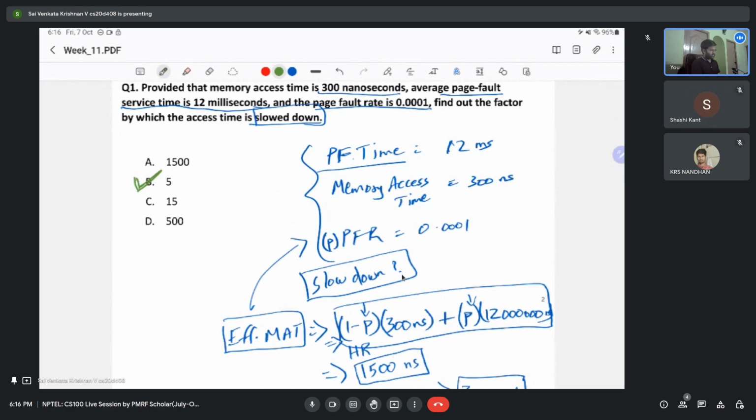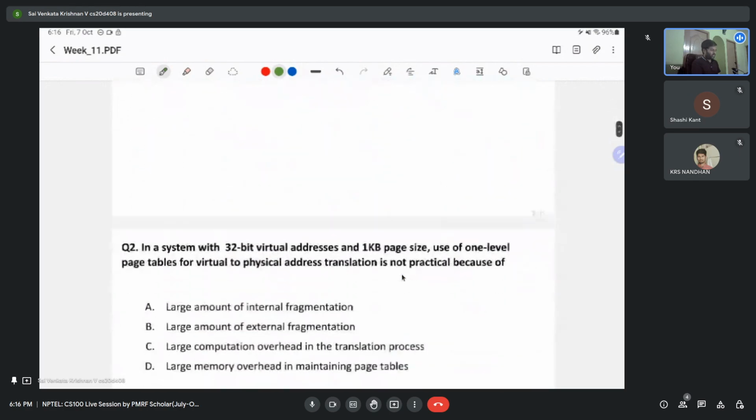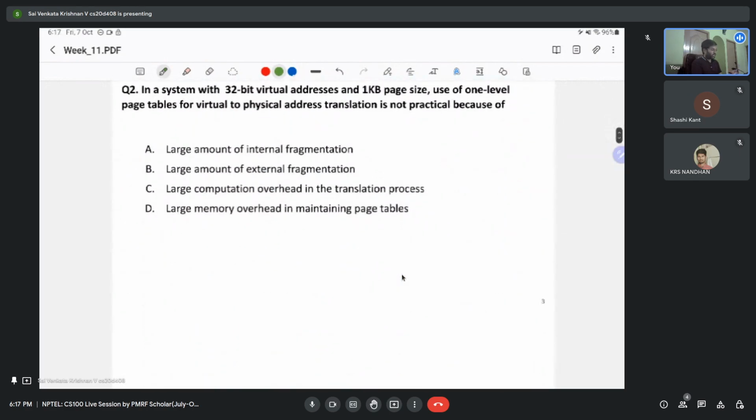No. Cool. So in that case, let's move to question 2. In a system with a 32-bit virtual address and 1 KB page size, if you are using one level page tables for the virtual to physical address translation, this is not practical because of which reason? Does it result in a large amount of internal fragmentation or external fragmentation, or is it because the whole virtual to physical address translation is very costly, or the memory overhead in maintaining these page tables is very huge? Any guesses which option is correct?